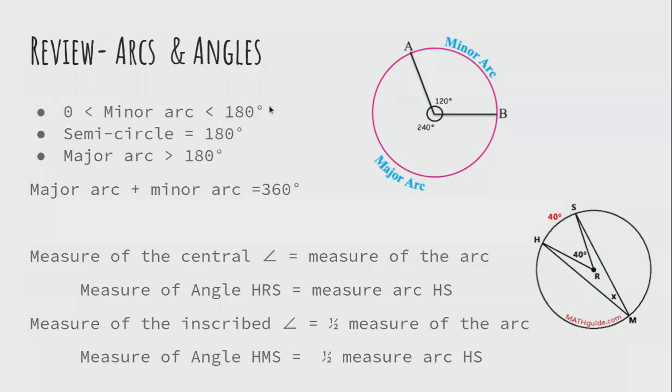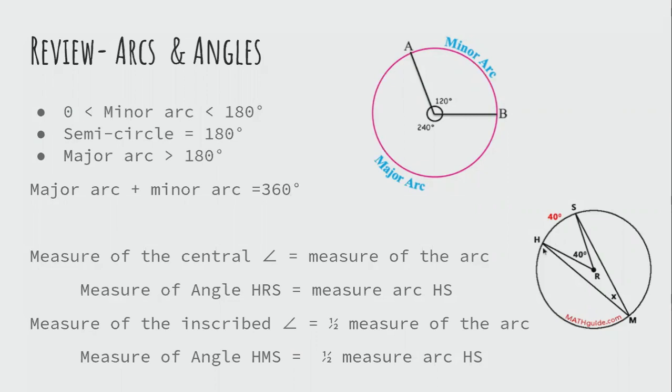Now, the measure of a major arc plus the minor arc is 360 degrees because it makes the whole circle. So you see here, the minor arc is 120 degrees, the major arc is 240 degrees, and if we add them together, it would be 360. And then we talked about the measure. What is that in Summit? This piece isn't in Summit, it's the next activity, but we can get there. So then we talked about central angles and arcs.